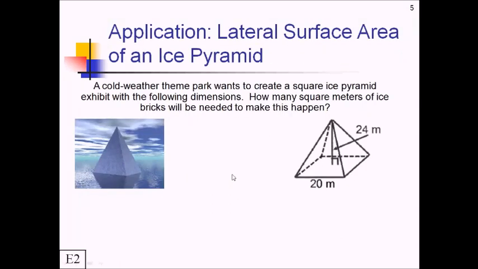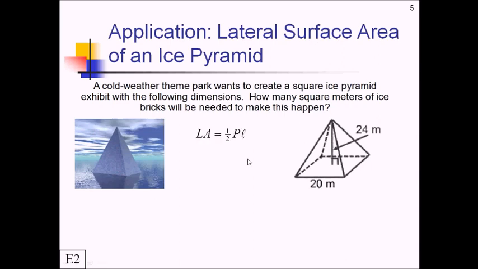Let's do another pyramid problem. In this one, a cold weather theme park wants to create a square ice pyramid exhibit with the following dimensions. So 20 meters on a side and 24 meters tall. How many square meters of ice bricks will be needed to make this happen? So presumably we don't really care about the floor of the pyramid because no one's going to see inside the pyramid anyway. If we just want the outside here, then we're just looking for the lateral surface area, which is going to be 1/2 perimeter times slant height.